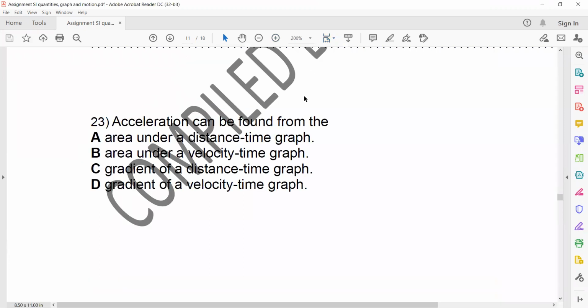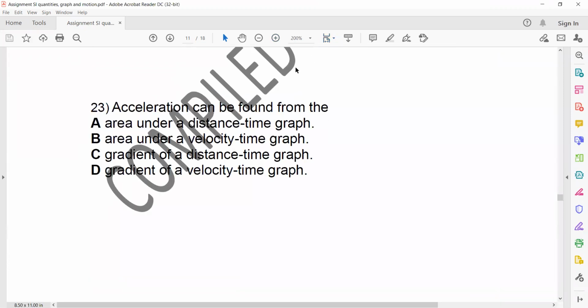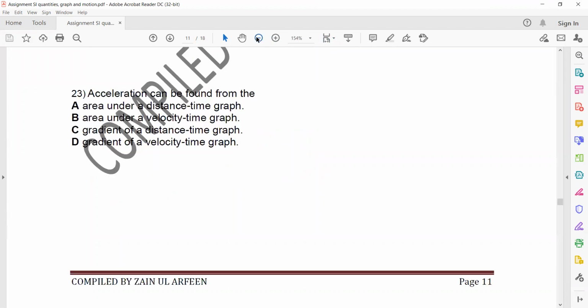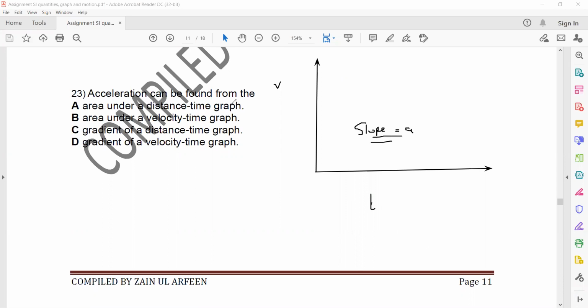Moving on to the next question, question 23. How can we find acceleration? If we have a speed-time or a velocity-time graph, the gradient, the slope of the velocity-time graph, will give us acceleration. So area under the graph, that's wrong. Area under the velocity-time graph will give us the distance traveled. The gradient of a distance-time graph will give us velocity, and the gradient of a velocity-time graph will give us acceleration of an object.